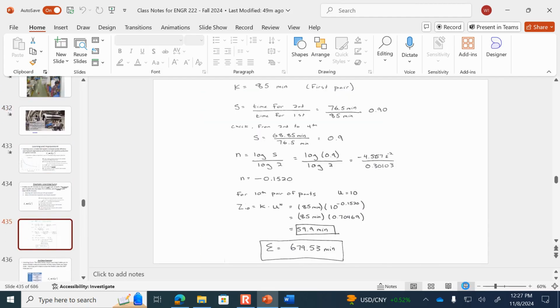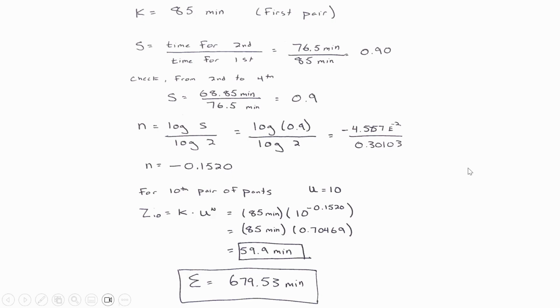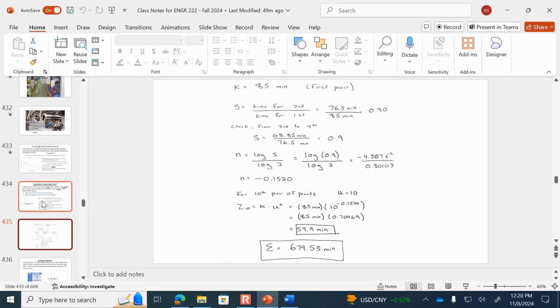Yeah, here it is. So if we want to know how long it takes to sew the 10th pair of pants, then it's 85 minutes times u, which is 10, to the power of n, which is negative 0.152. So 59.9 minutes is how long it takes to sew the 10th pair of pants.